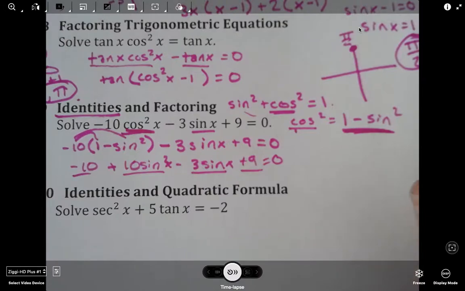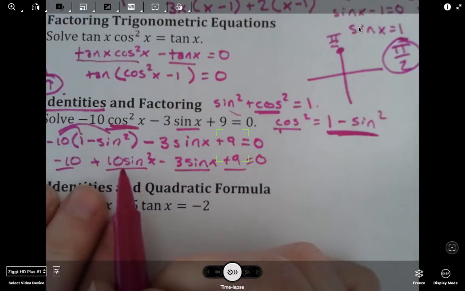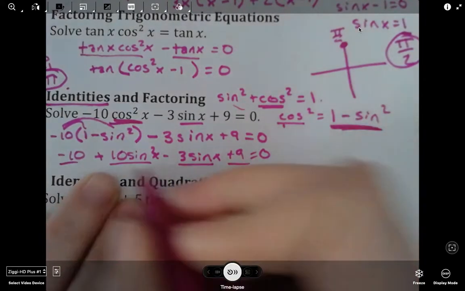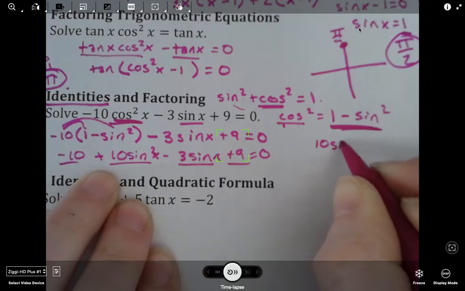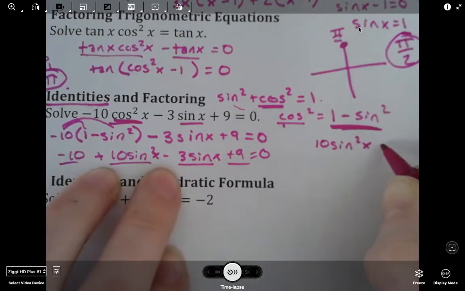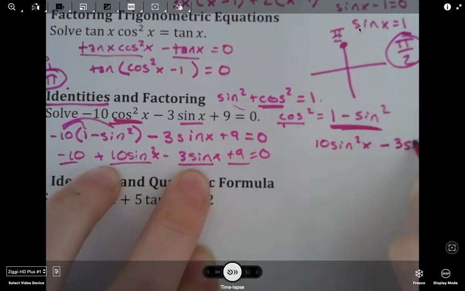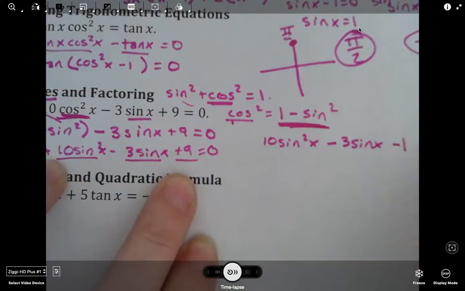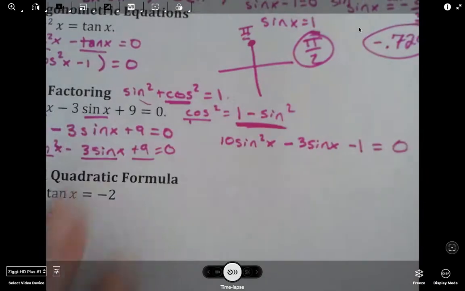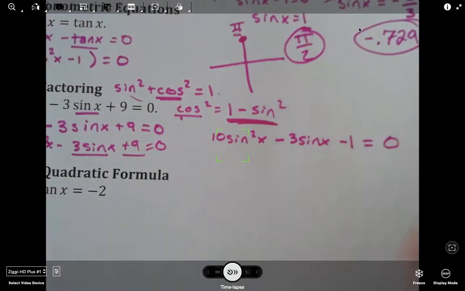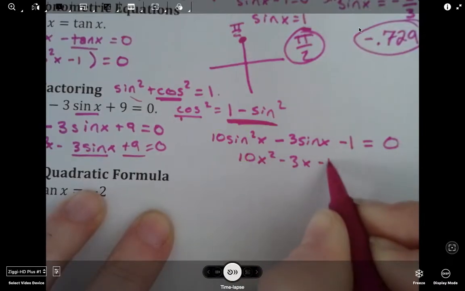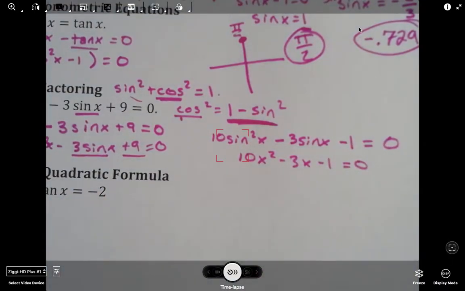Okay? All right, so I've got those 4 pieces, and then I want to put them in order, and this negative 10 and that 9 can go together. So I'm going to write 10 sine squared x, because that's going to come first, minus 3 sine x is going to come second, and then negative 10 and 9 is going to make minus 1 equals 0. Okay, now I have a trinomial. It's kind of like 10x squared minus 3x minus 1 equals 0. Okay, I like to switch them to x's.